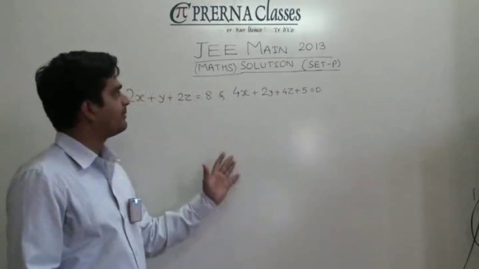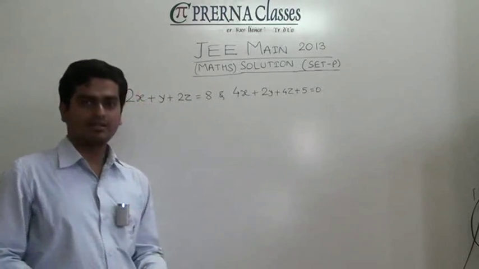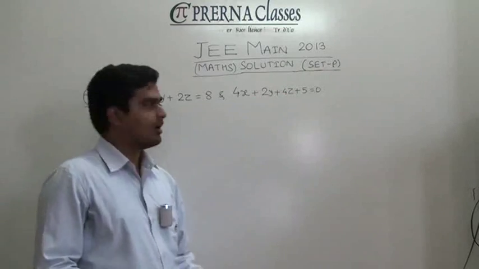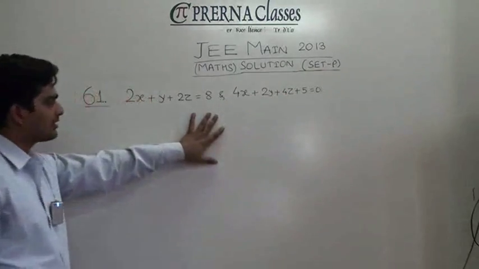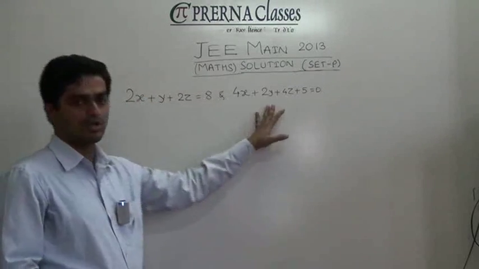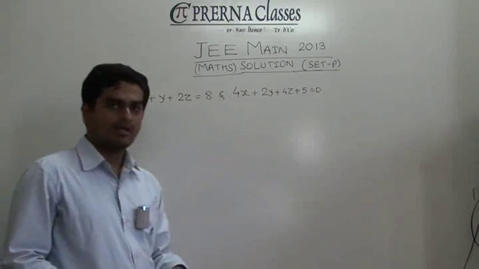Let's discuss the JEE-Mains 2013 paper as far as the maths part is concerned. We have taken problems from set P. This was the first problem in which two planes were given and you need to figure out the shortest distance between them. You can clearly check out the planes are parallel.